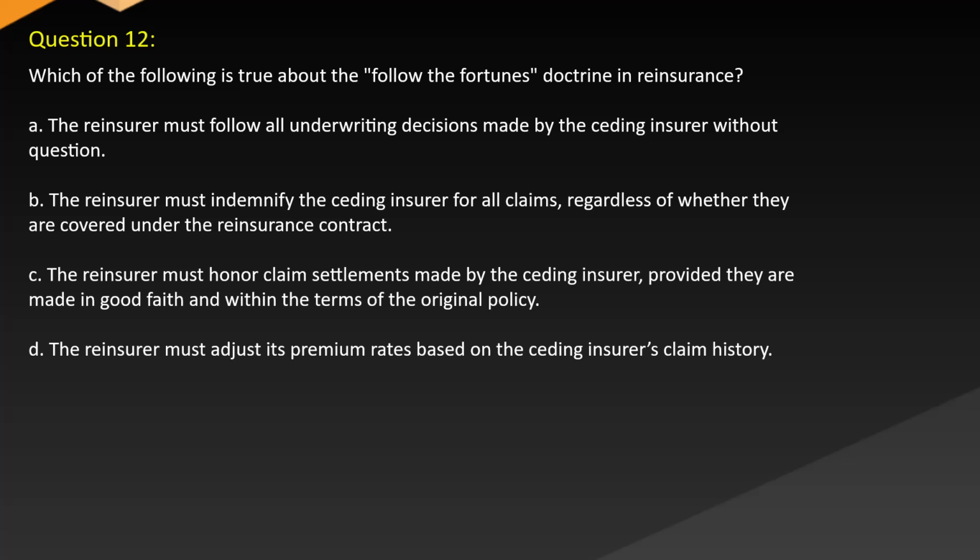Question 12. Which of the following is true about the follow the fortunes doctrine in reinsurance? A. The reinsurer must follow all underwriting decisions made by the ceding insurer without question. B. The reinsurer must indemnify the ceding insurer for all claims regardless of whether they are covered under the reinsurance contract. C. The reinsurer must honor claim settlements made by the ceding insurer provided they are made in good faith and within the terms of the original policy. D. The reinsurer must adjust its premium rates based on the ceding insurer's claim history.